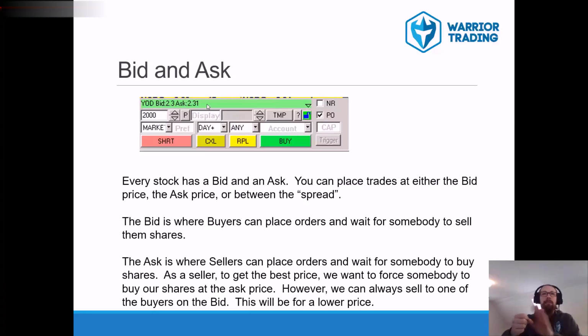All right? You can buy from a seller on the ask and you'll get filled right away. You'll get filled a penny higher than the bid price, but you'll get filled right away. Alternatively, if you want to sell, you could sell on the ask, or you could sell to one of those buyers sitting on the bid and you'll get filled immediately. All right? You can also place orders in between the spread. Sometimes they fill, sometimes they don't. You never know.